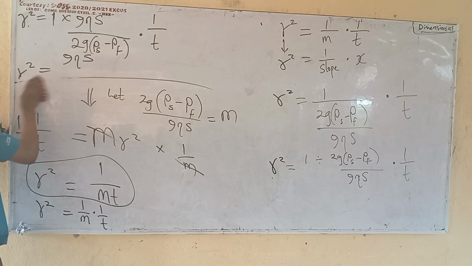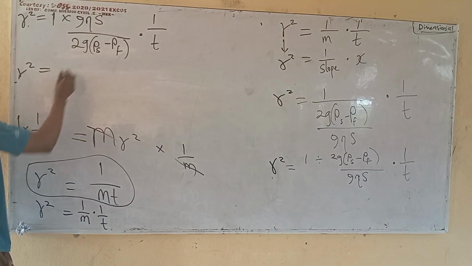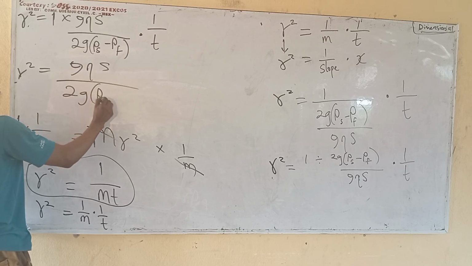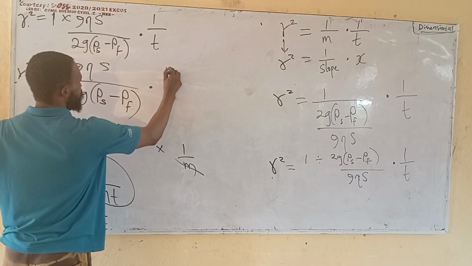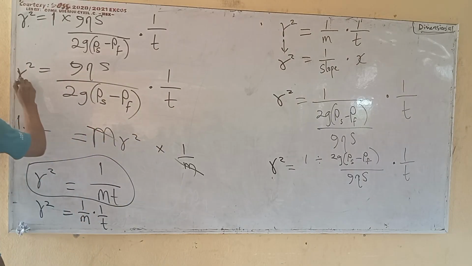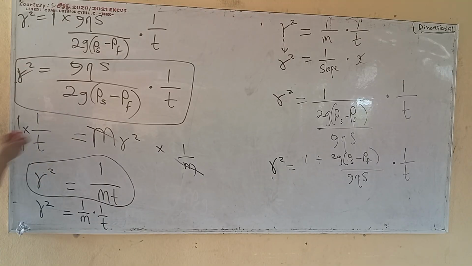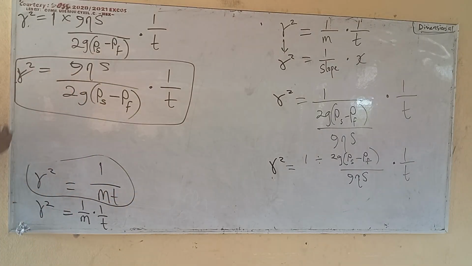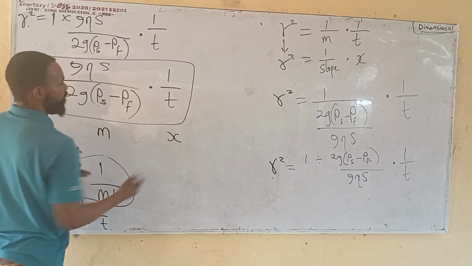all over 2g(rho of sphere minus rho of fluid) times 1 over t. Please, that question, this is what they want you to do. So if we finish this now, this is simply the y. Everything here is simply the m, and everything here is simply the x.